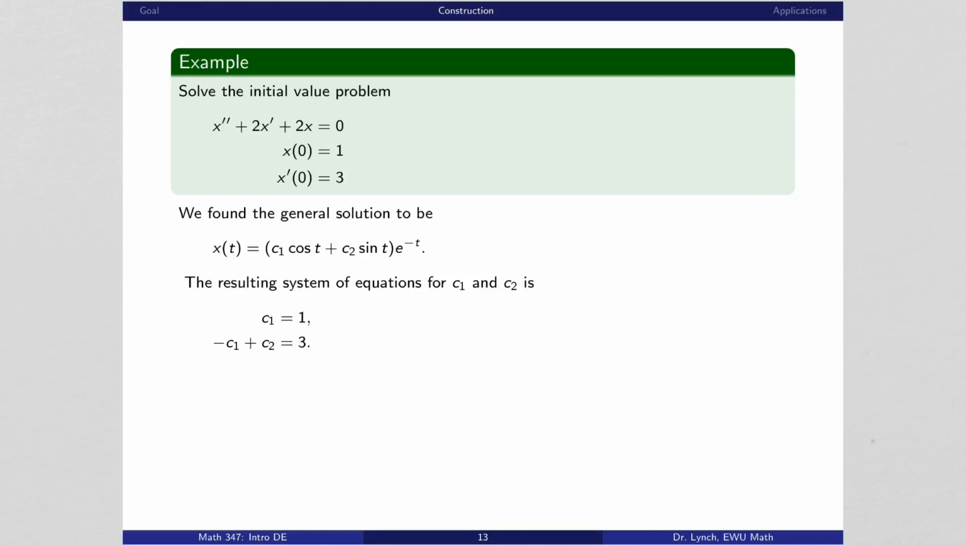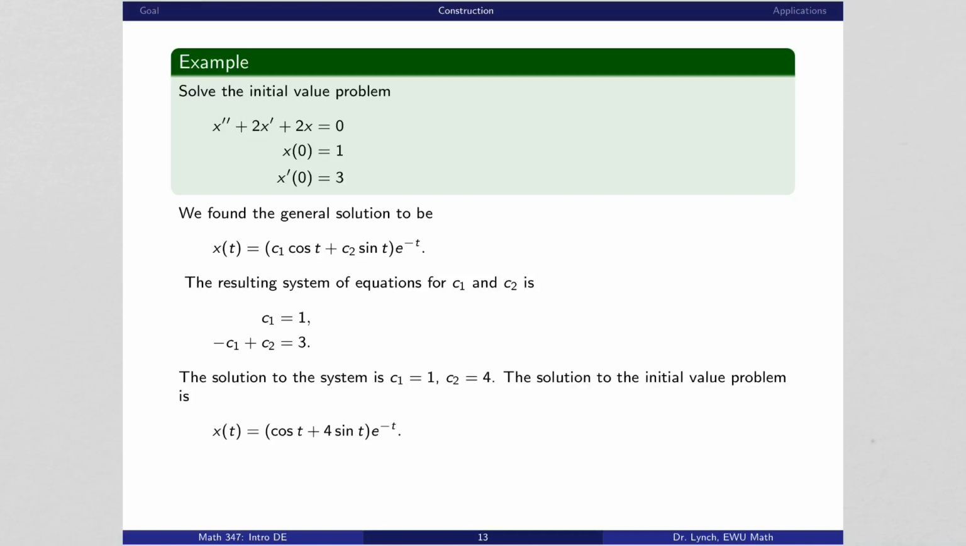Now, it turns out that the requirement that our solutions be linearly independent in this general form guarantees that we can always solve this system of equations that we get for c1 and c2. And that's a cool linear algebra result that's beyond the scope of what we want to do here. In any case, go ahead and convince yourself that the solution is c1 equals 1 and c2 equals 4, so that the solution to the initial value problem in this case is given by cosine t plus 4 sine t, all times e to the minus t.